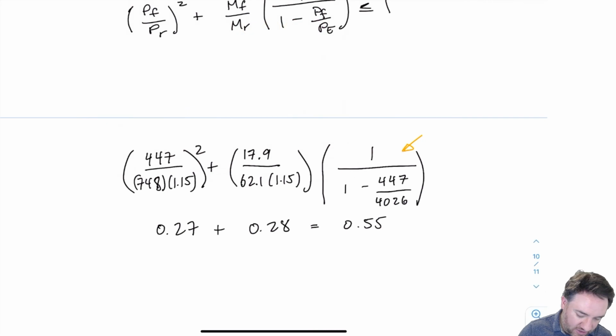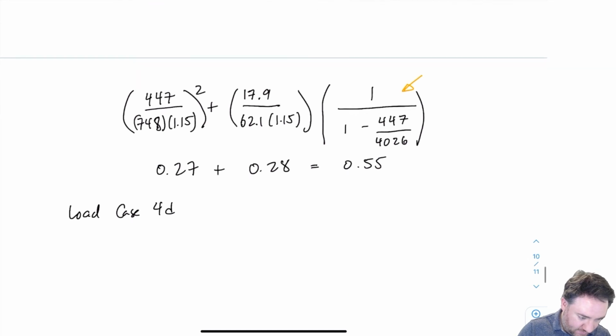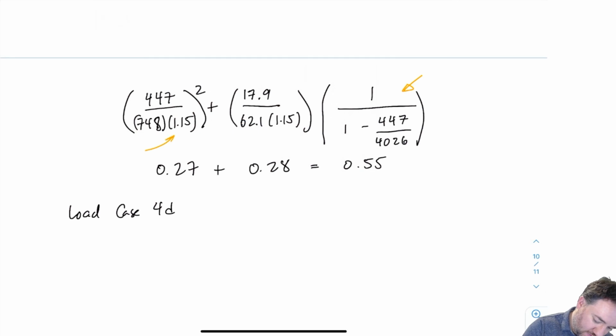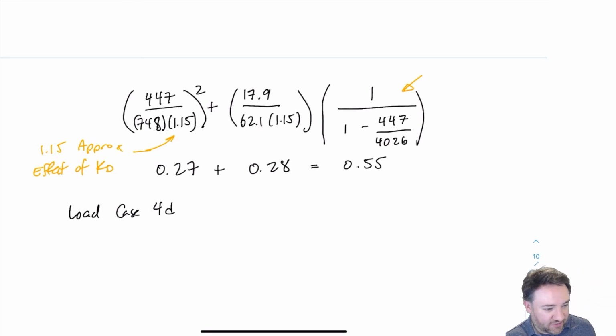Okay, let's do the same thing for load case 4D, which also has a KD of 1.15. Just going to put a note here. Now, of course, when I multiply this by KD, I'm approximating the effect of KD, right? Because we know that for compression resistance, it's not linearly proportional to KD, not exactly. So this is definitely an approximation of the actual strength at a KD of 1.15.